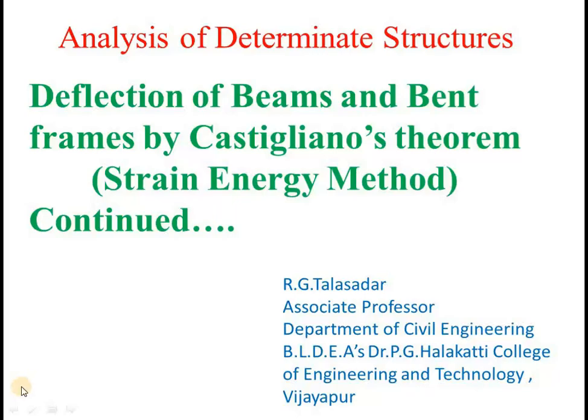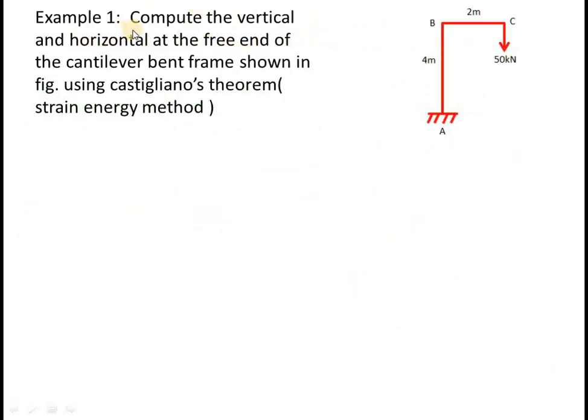Hello everyone. Now we will solve some more problems on deflection of beams and bent frames by Castigliano's theorem, that is energy methods. The first problem is: compute the vertical and horizontal displacement at the free end of a cantilever frame shown in the figure using Castigliano's method. This is the given problem. 50 kN is acting at C.